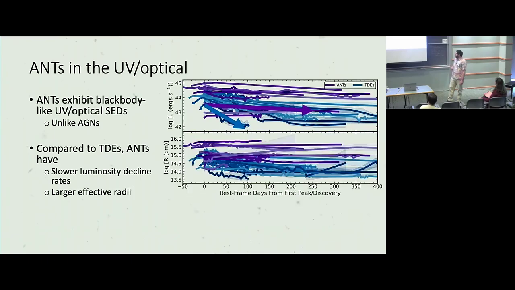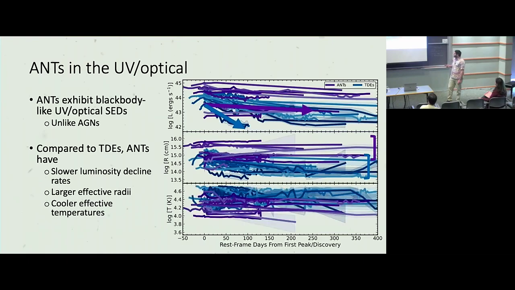In terms of their effective radii, they're generally similar to TDEs, but sit at a bit higher effective radii, and their temperatures are similar, but on the cooler side. But I will note, of course, that their temperature evolution, again, is pretty similar to TDEs in that it's roughly flat in time. And so we're seeing a more or less consistent picture with these TDEs and ANTs in the UV optical, at least on broad strokes comparisons here.